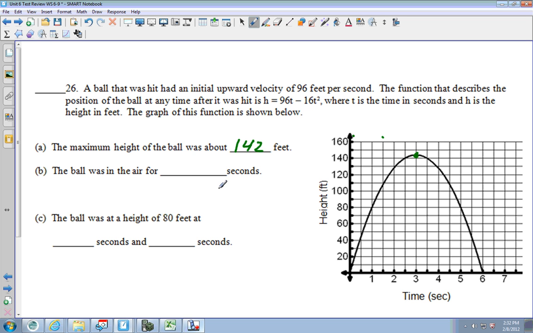The ball was in the air for blank seconds. So it started here, it went up, and it came back down. It was 6 seconds. The ball was at the height of 80 feet at, so you go up here to 80, right here, and here. So you have 1 second and 5 seconds.